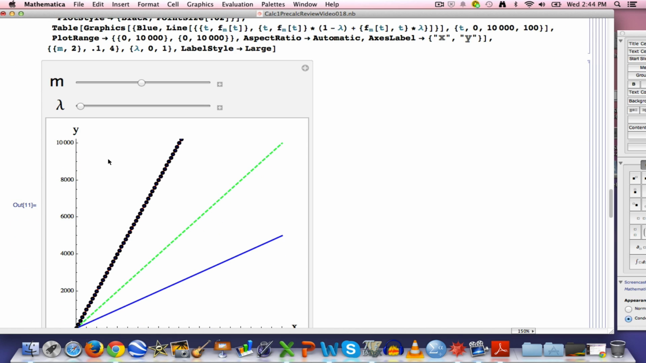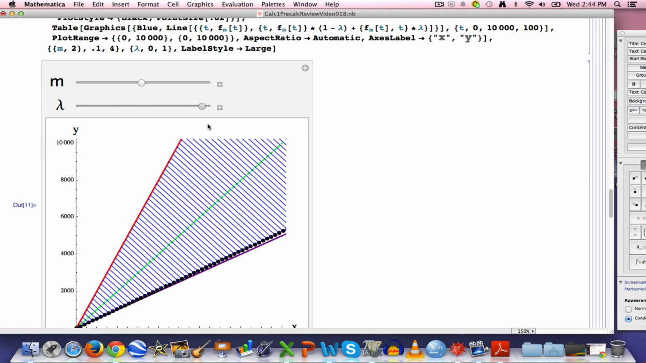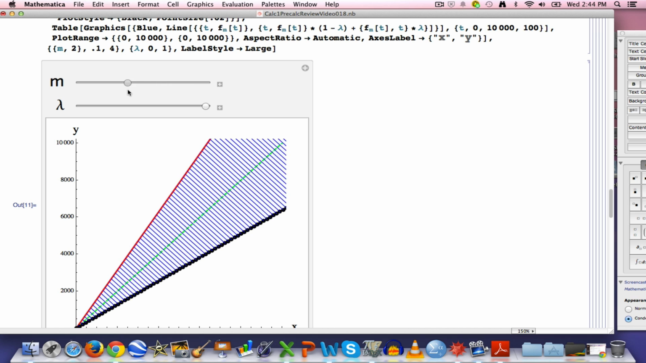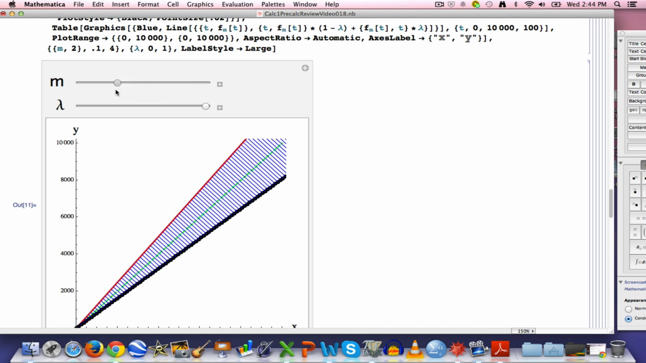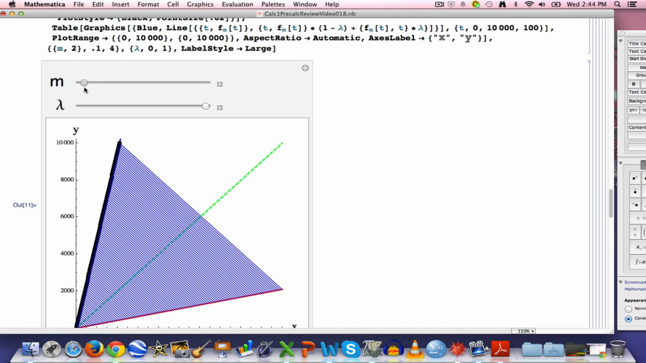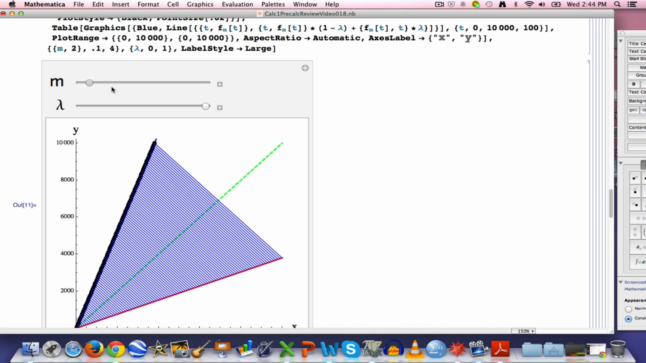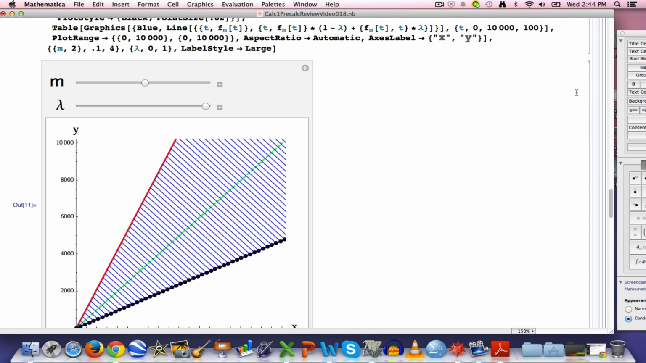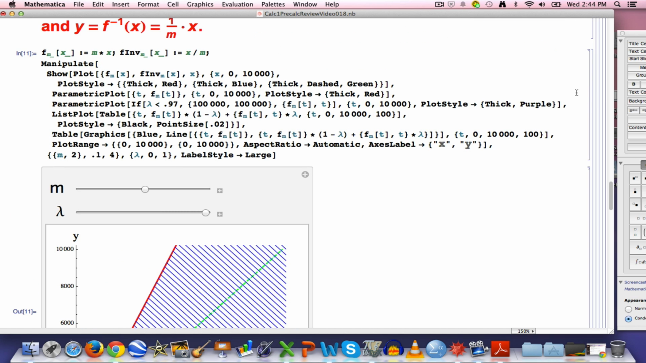So not only can I use lambda as the animation parameter to do the reflection, I can also change the slope of the original function to see that I always get the reflection property. I can even make the slope of the red graph less than 1 to see that the slope of 1 over m is now bigger than 1 in that case. The reflection property always holds. Here again is the code in case you want to pause the video and write that down.